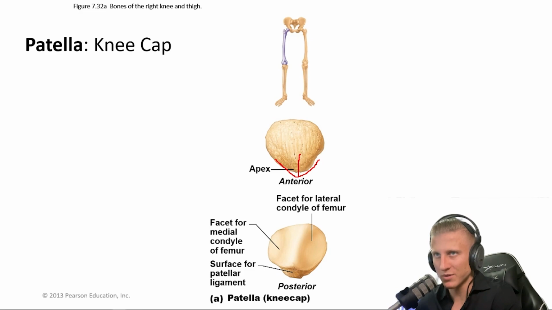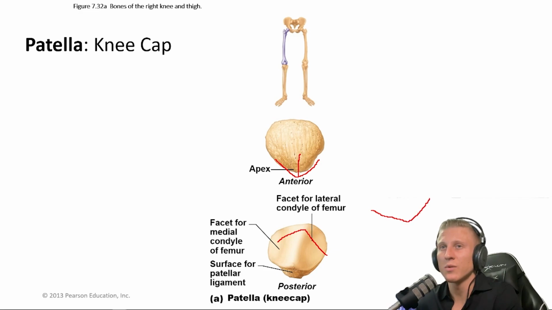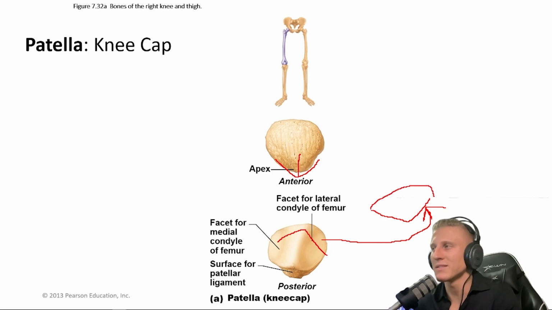Apex is pointed downwards. And then the facet of the lateral side, okay, the outside edge, this tends to be a little bit more of a steep angle. If I was to draw what this surface looks like, it would be kind of something like this. Okay, so this surface would be here. It's a little bit more of a steep angle on the patellar bone. Best advice I can give.